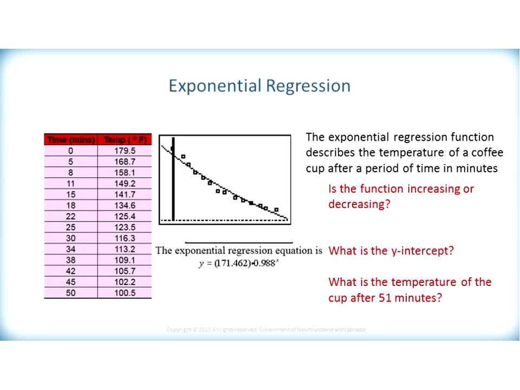Here we have another example. Once again, it says that the exponential regression function describes the temperature of a coffee cup after a period of time in minutes. We will be told what type of regression it is, so we won't have to look at a graph or an equation and determine what type of regression is happening. It will tell us the type of regression. Is the function increasing or decreasing? By looking at this function, we know that it is a decreasing function.